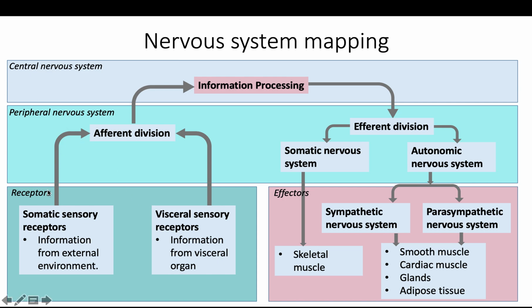At your receptors, you have somatic sensory receptors as well as visceral sensory receptors. What is the difference between the somatic sensory receptor and the visceral sensory receptor? The somatic sensory receptor collects information from the external environment, for example, your fingertips, your skin, your body, from your external environment. So it is classified as a somatic sensory receptor.